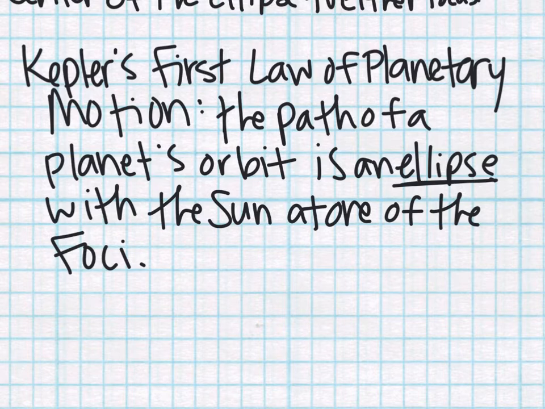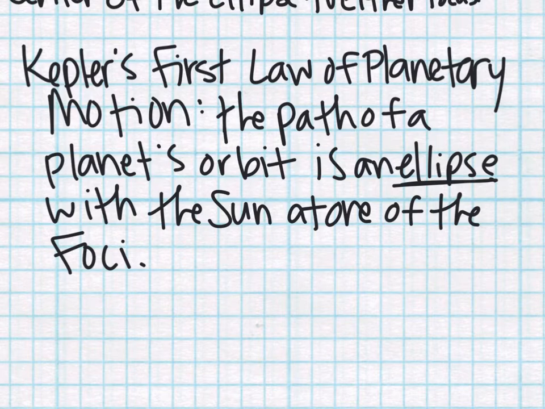Things like comets and asteroids that go really far out of the solar system will have a really highly eccentric orbit. So their orbit is going to be very stretched out. The higher the value for the number of eccentricity, the further away from a circle it is. The lower the number, the closer to a circle it is. So asteroids, comets have highly eccentric orbits.